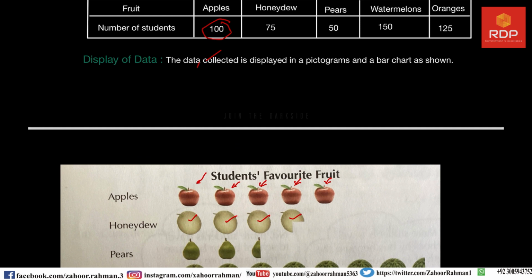So it is 75, 20, 60, and this is 15, because if we are dividing it, this will be 5, this will be 5, and this will be 5. Here we are having full, here also, and here also. So here it is 3/4 of the full honeydew. So it means 15, 60 and 15, and that is 75, which is this one.